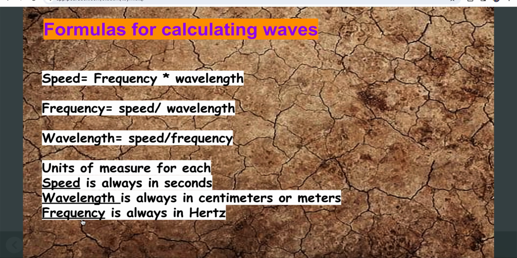And then lastly, for frequency, we use a unit measure called hertz. So if you're given the answer for a calculated frequency, you must put hertz or the abbreviation Hz.